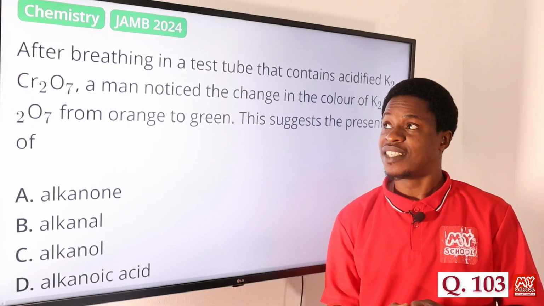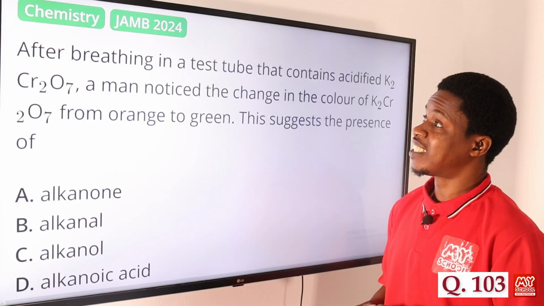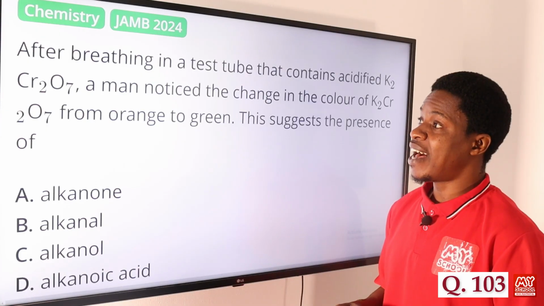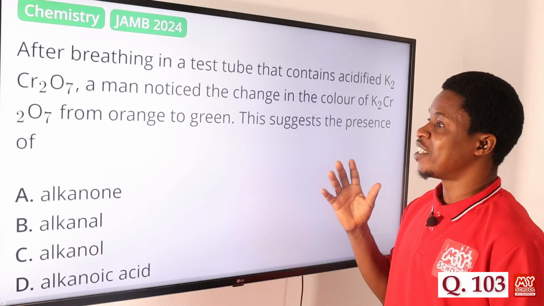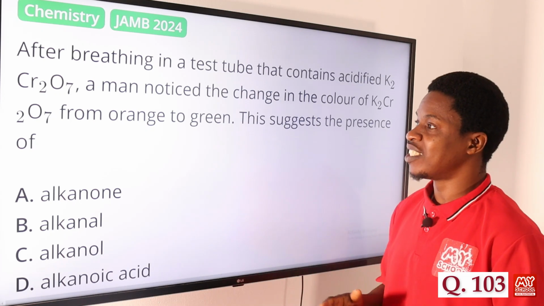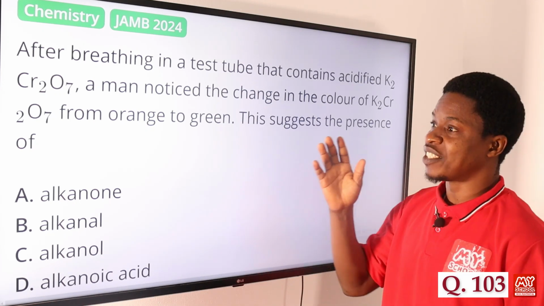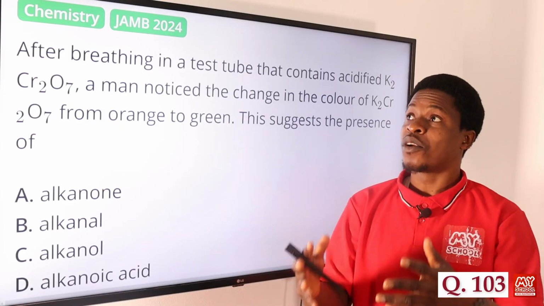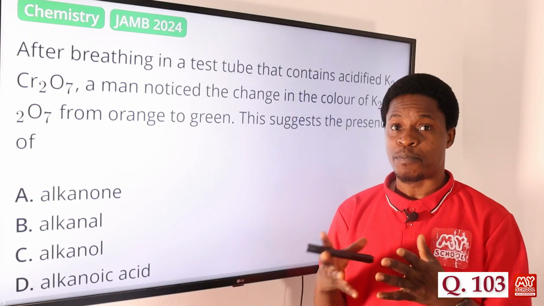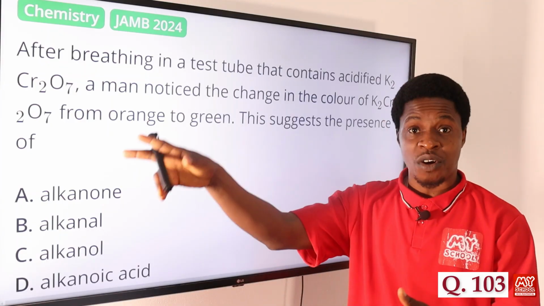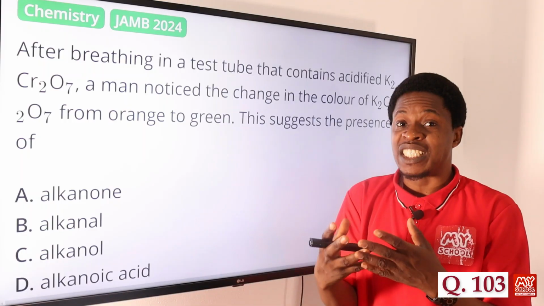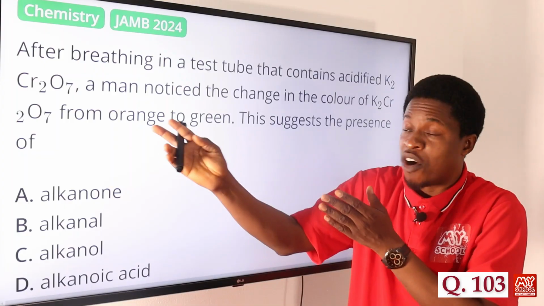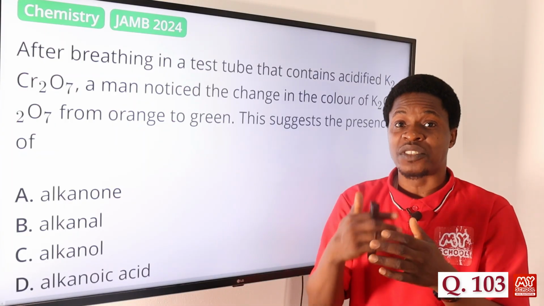Question 103. After breathing into a test tube that contains acidified K2Cr2O7, a man noticed a change in the color of K2Cr2O7 from orange to green. This suggests the presence of what? What actually happens is that oxidation has taken place. The initial color of K2Cr2O7 is actually orange. But once the man breathed into it, the color changed from orange to green. It means that oxidation has taken place.